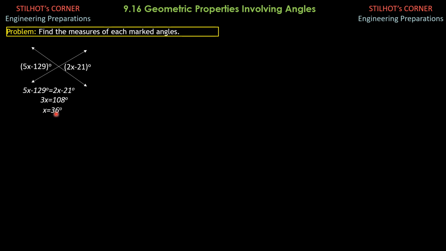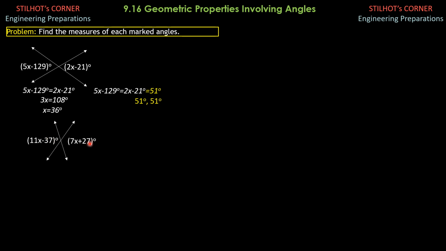So having found x is 36 degrees, 5 times 36 is 180. 180 minus 129 is 51 degrees. And 2 times 36 is 72. 72 minus 21 is also 51 degrees. So each of these vertical angles is equal to 51 degrees.